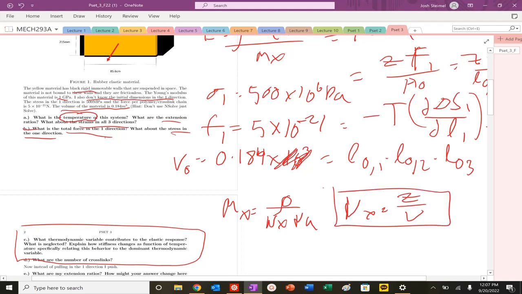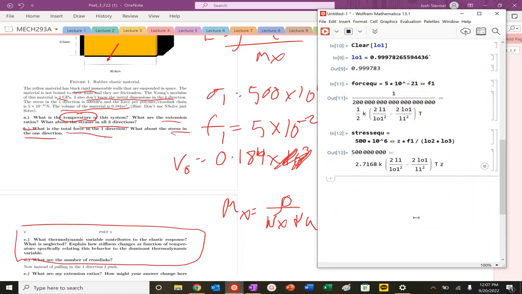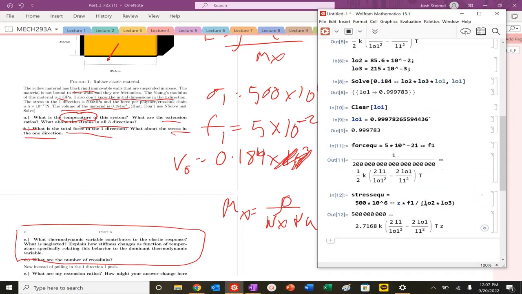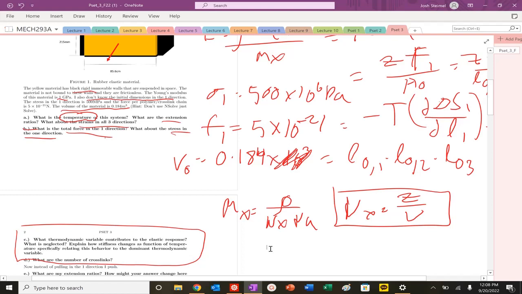And really, we want to know that the number of crosslinks per volume is simply going to be Z, the total number of our crosslinks, polymer chains, etc., divided by my volume. And my volume is just going to be the initial volume of material, V sub naught. So we have another relationship here, N sub x is equal to Z over V naught, that we can use to plug into our system. So we can use this expression and plug that into our Young's modulus expression as well.